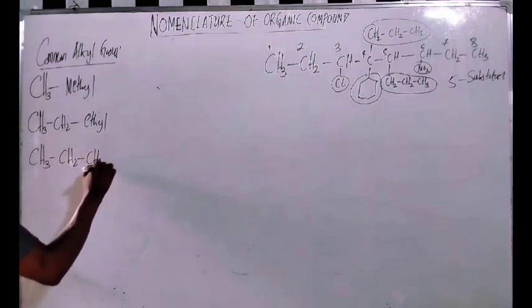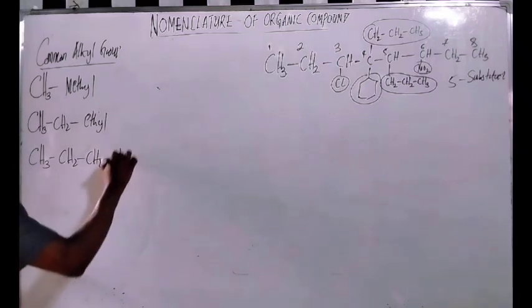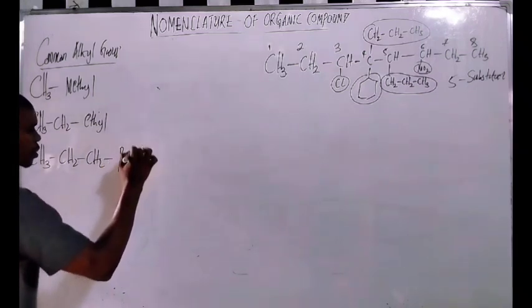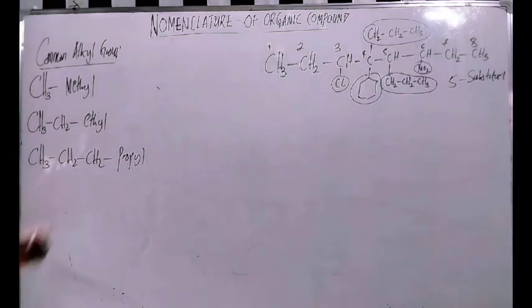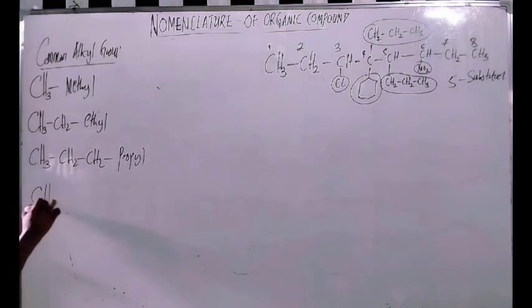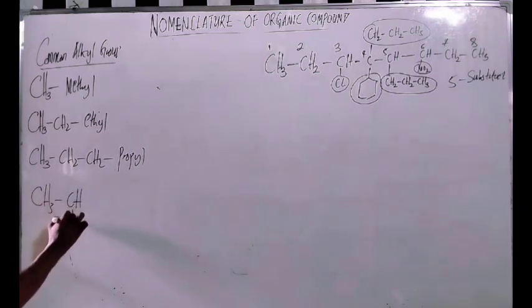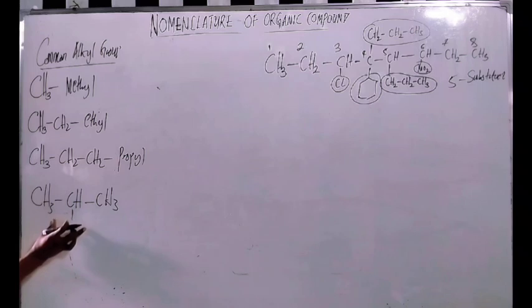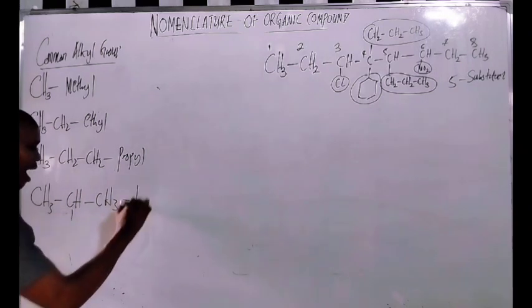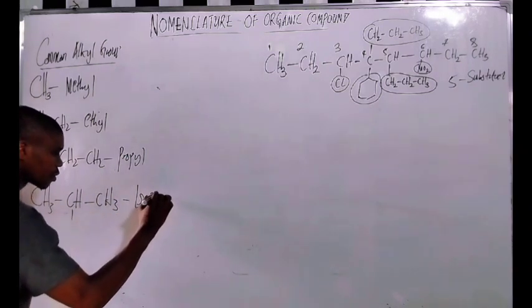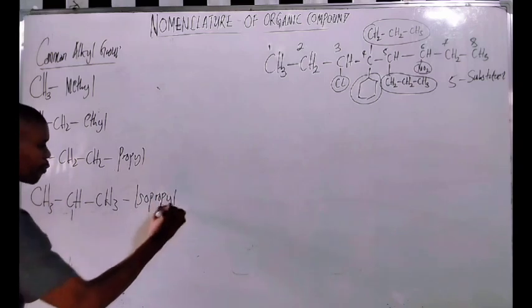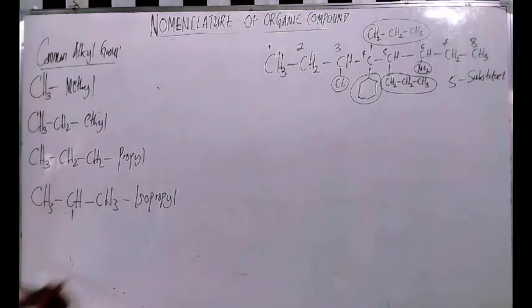CH2, CH2. Here we have propyl. Now here we have CH3, CH, CH3. Here we call it isopropyl. Iso what? Propyl. We are going to look at it very well as we move on.